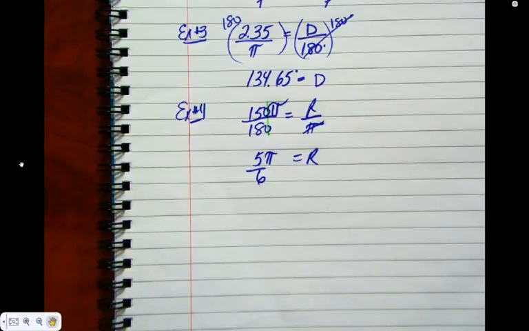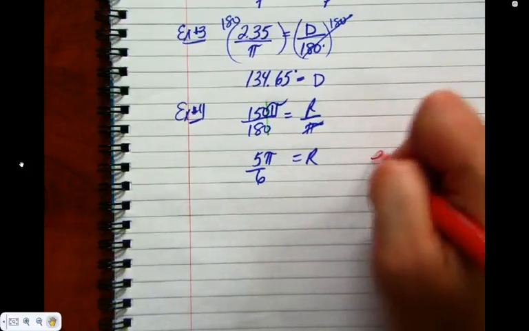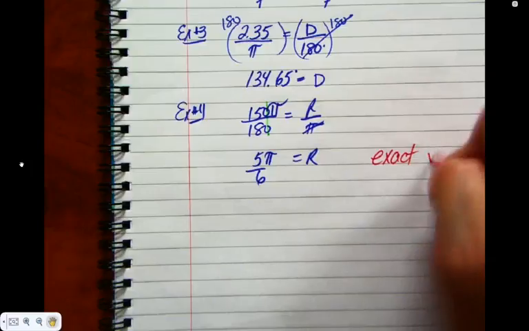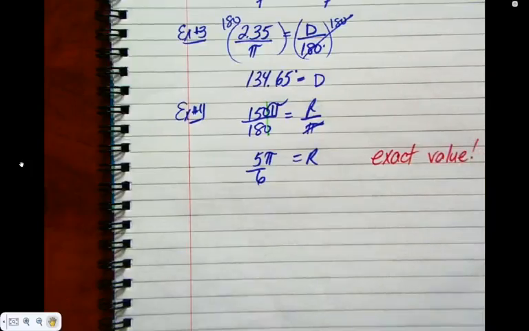Now what? That's it. That's the question. We're done. Well, what about the decimal value? Do we need to give a decimal value? No, because what do we call this? Exact. This is an exact value. Let's make a note of that: exact value. If the question says, state your answer as an exact value, that's where they expect you to stop.